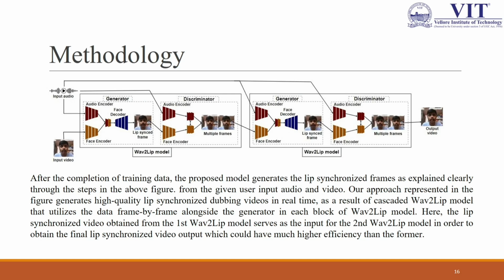After the completion of training, the model generates the lip-synchronized frames, which is explained in this diagram. Basically, the approach represented in the above figure generates high quality lip-synchronized dubbed videos in real time as a result of our cascaded wave-to-lip model, which is wave-to-lip plus wave-to-lip, and it utilizes the data frame by frame alongside each block of our wave-to-lip model. Here, the lip-synchronized video from the first model serves as input for the second model in order to obtain our final lip-synchronized video output, which could be much more efficient in the end.